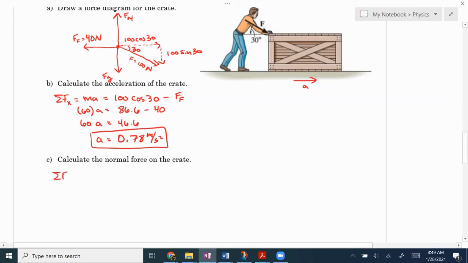Calculate the normal force. So the normal force is in the y direction. So we're going to sum our forces in the y direction. The crate is not accelerating vertically, so we put in a 0 as our net force. And then we got the normal force, which is positive because it's up, minus the 100 sine 30, negative because it's down, minus the force of gravity, negative because it's down.